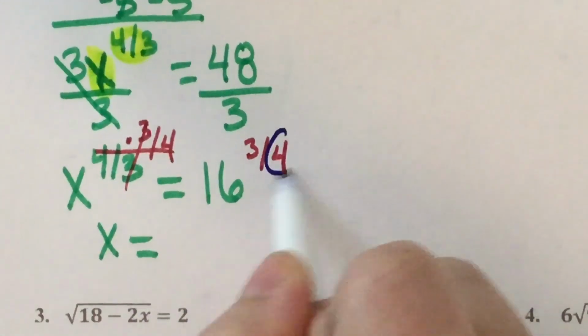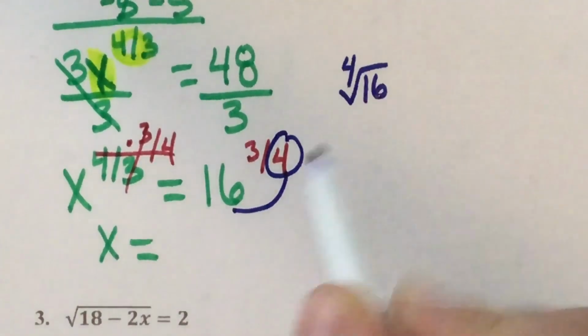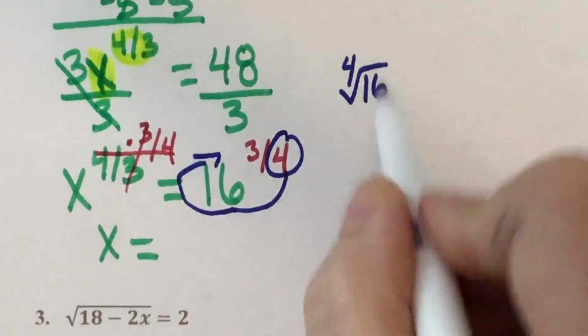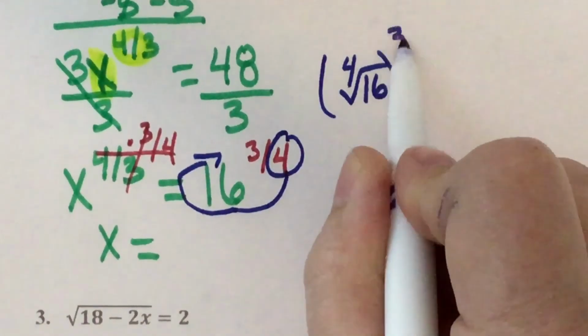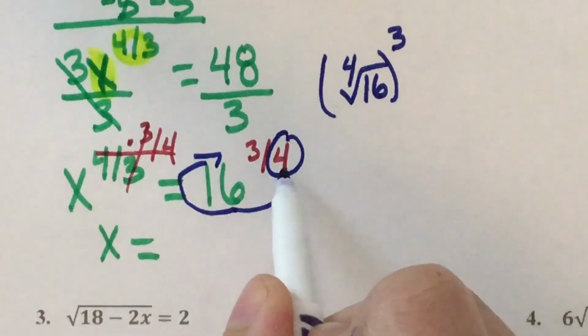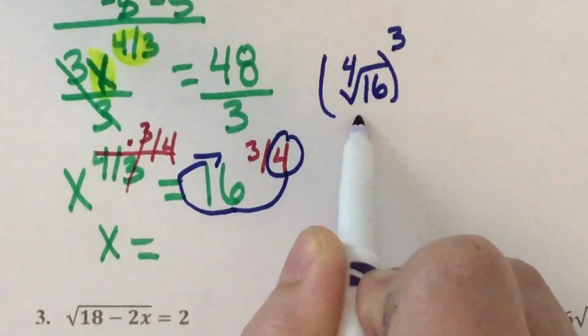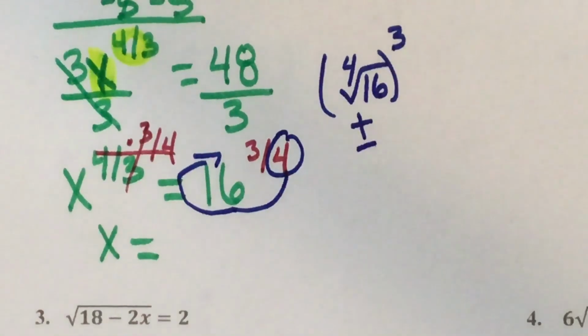This is telling me to take the 4th root of 16 and raise it to the 3rd power. Am I taking an even root here? Yes, I am. This denominator is an even number. 4th root is an even root. And when you take an even root, there's a plus minus.